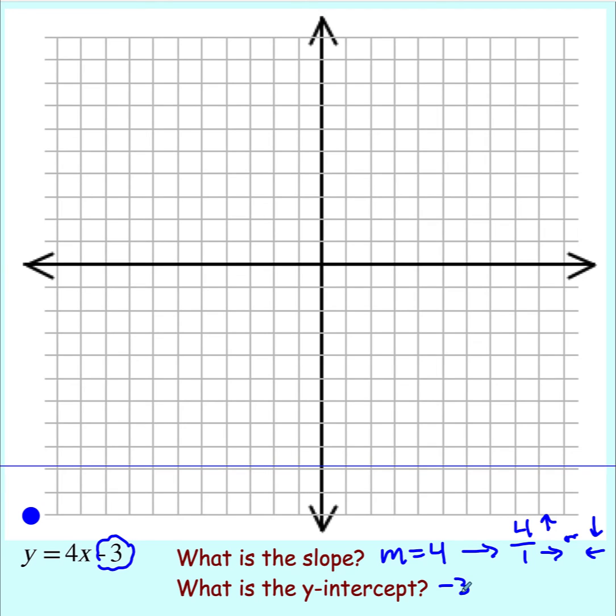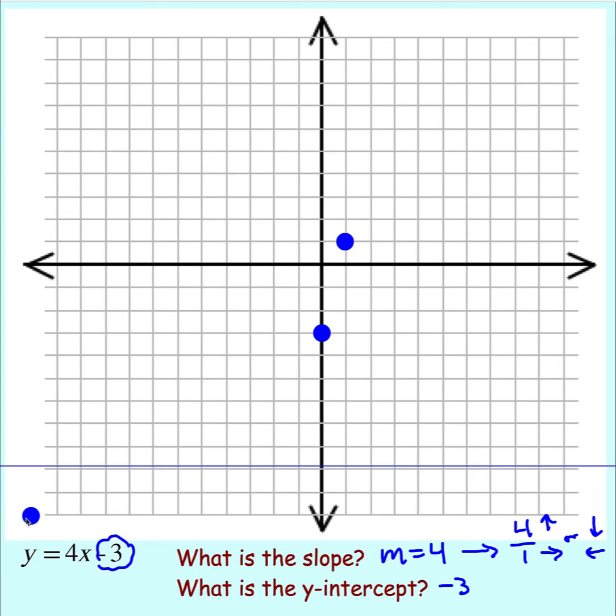Remember, step 1 is to graph your y-intercept, because you have to have a place to begin. So I go to the y-axis. Here's 0, 0, negative 1, negative 2, negative 3. Next, I use my slope to find other points. I've written my slope as a ratio and determined the directions. So I'm going to go up 4 and over 1. Starting from my y-intercept, 1, 2, 3, 4, and then right 1.